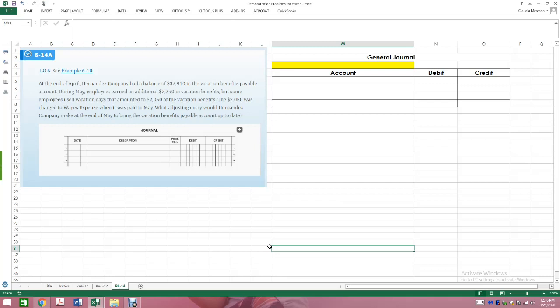During May, employees earned an additional $2,790 in vacation benefits. But some employees used vacation days that amounted to $2,050 of the vacation benefits. The $2,050 was charged to wages expense when it was paid in May. What adjusting entry would Hernandez Company make at the end of May to bring the vacation benefits payable account up to date? So let's look at the facts here.